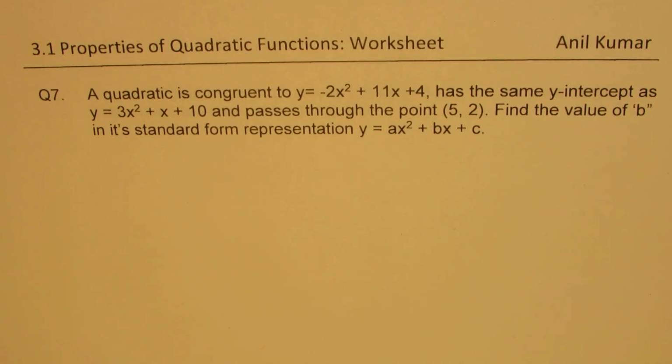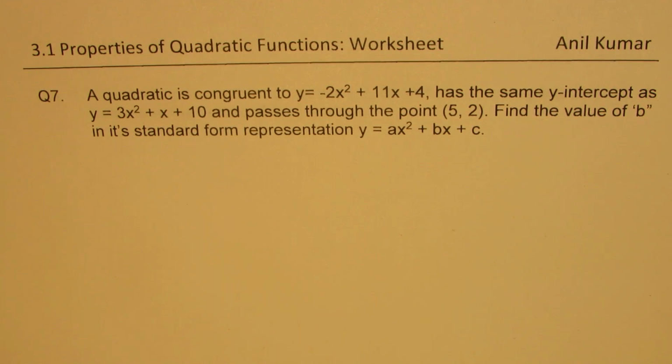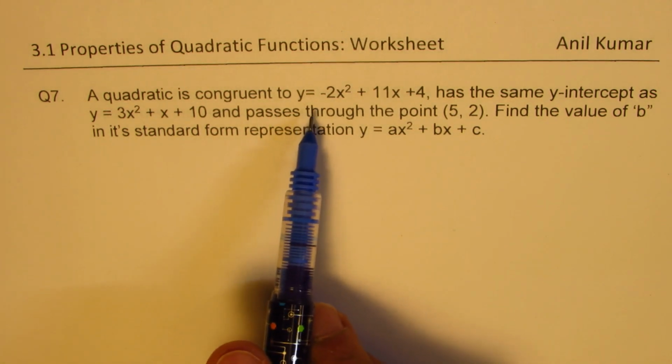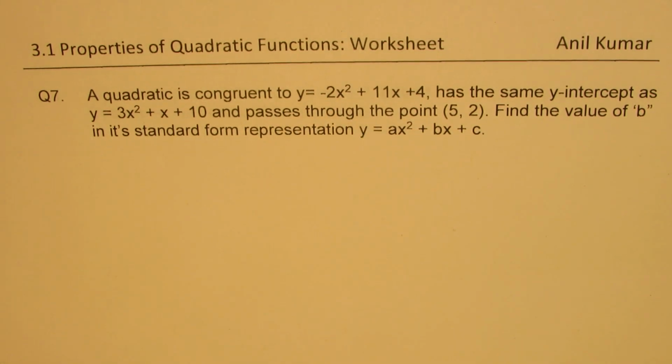We are almost at the end of this worksheet. Two more questions to go. Both are application questions. Question number 7. A quadratic congruent to y equals minus 2x squared plus 11x plus 4 has the same y-intercept as y equals 3x squared plus x plus 10 and passes through the point (5, 2). Find the value of b in its standard form represented by y equals ax squared plus bx plus c. You can always pause the video and answer this question.